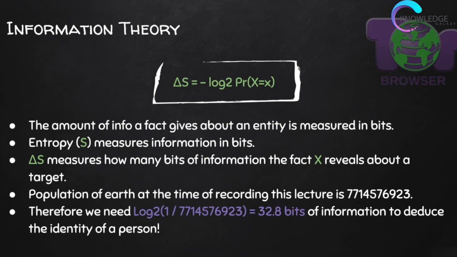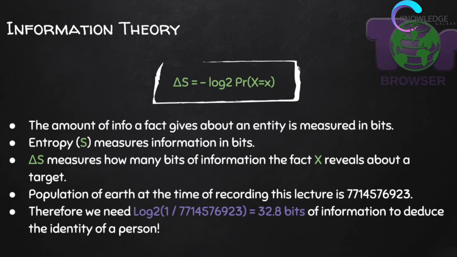In information theory, information is measured in bits, and according to this formula right here, we can calculate the amount of information a certain fact, such as your browser plugins, can reveal about your identity. Like I said, this is measured in bits, and adding all these bits together can be used to identify you.